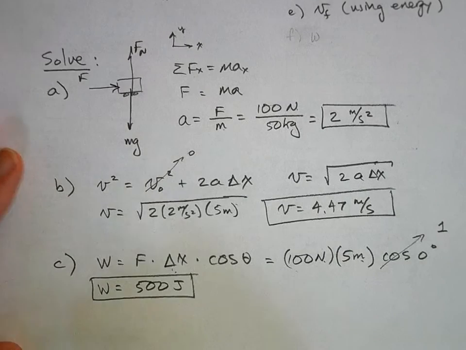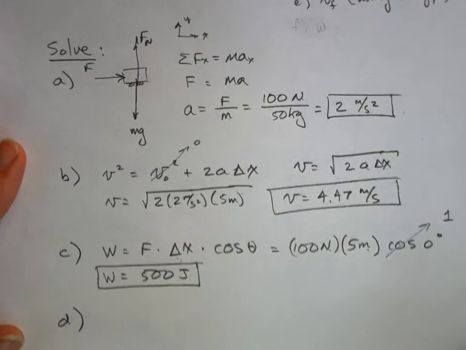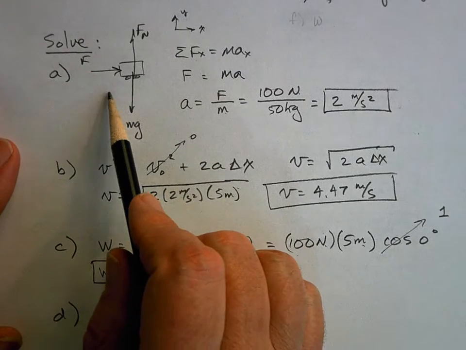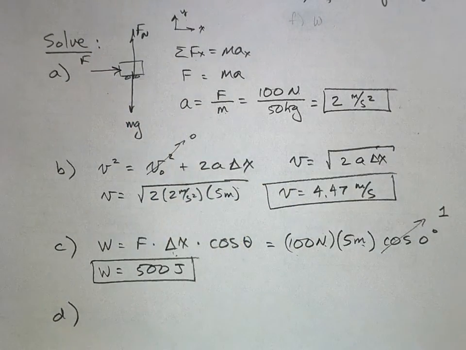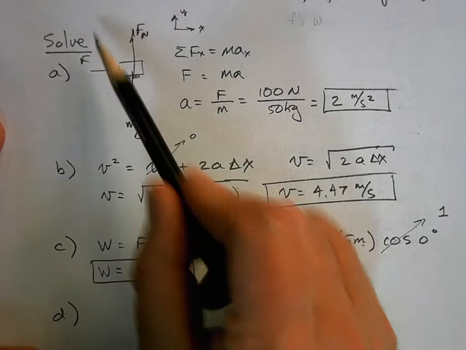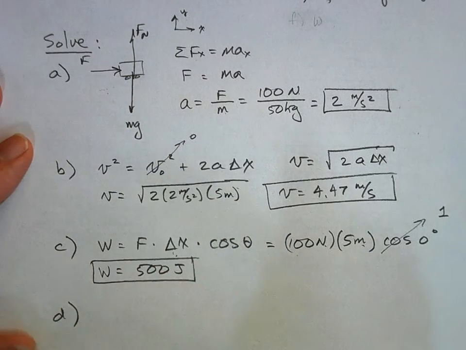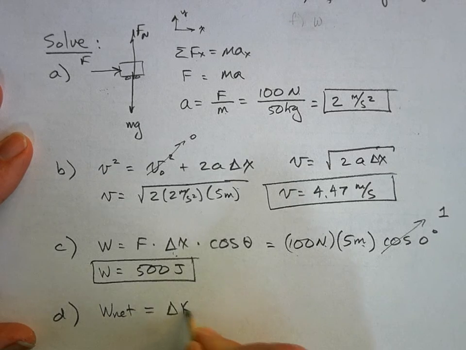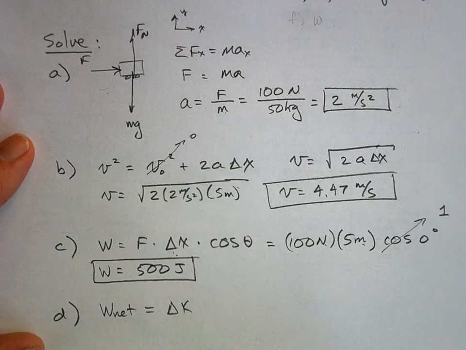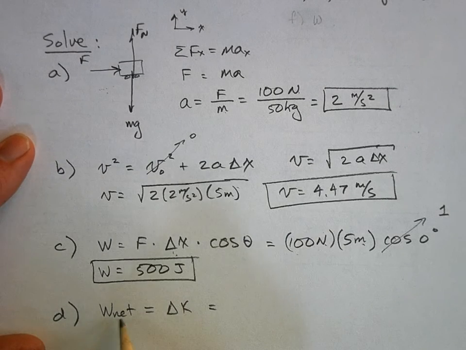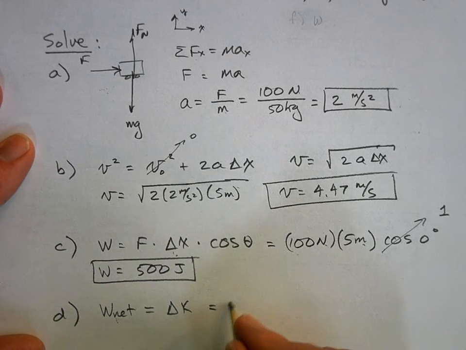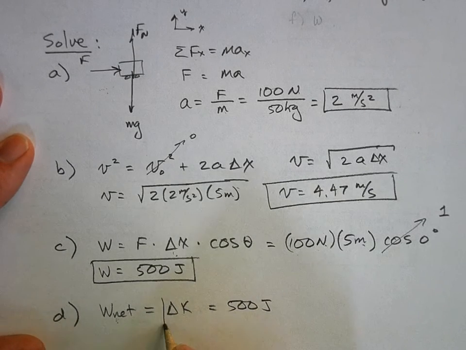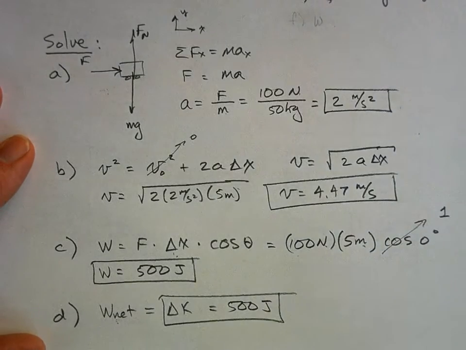Then D, well, look, this force right here, you can see on the free body diagram, that's the net force. Pay attention to me. This is the net force. And the work done by the net force is equal to the change in kinetic energy of your system. That's the work energy theorem that we developed last time. Therefore, the work done by the net force, we just got it, is 500 joules. So that's my change in kinetic energy. So that was really easy.